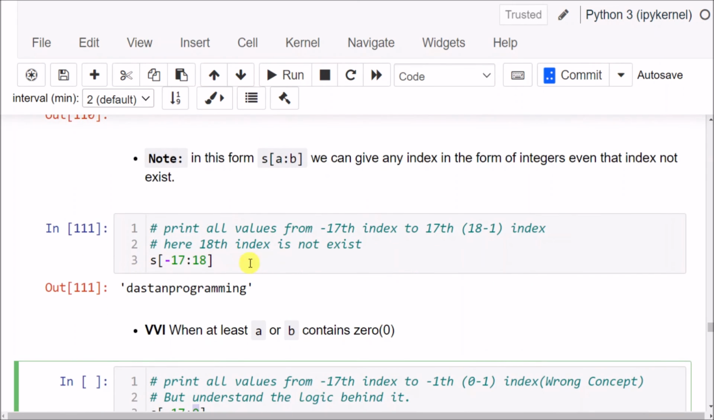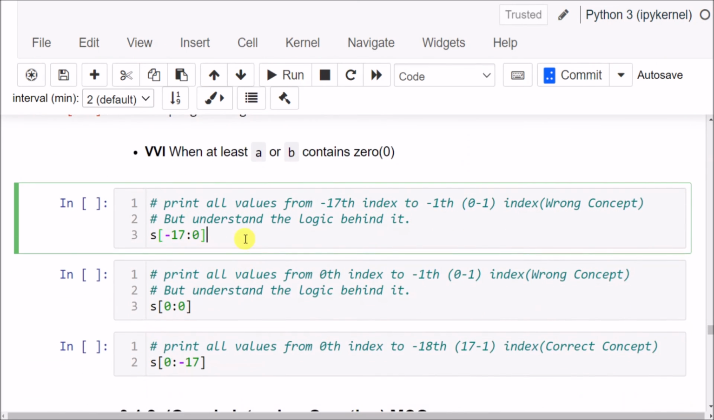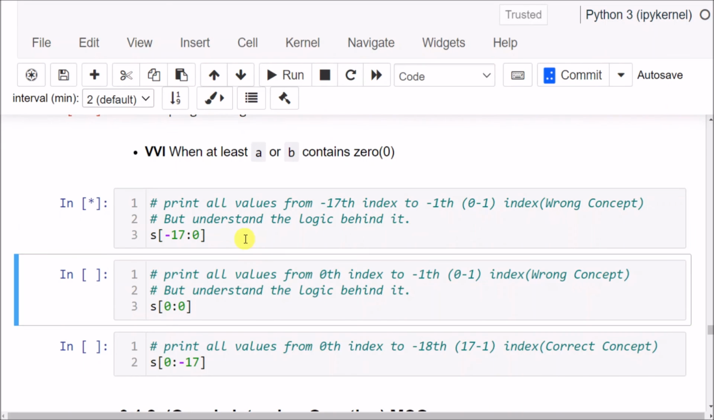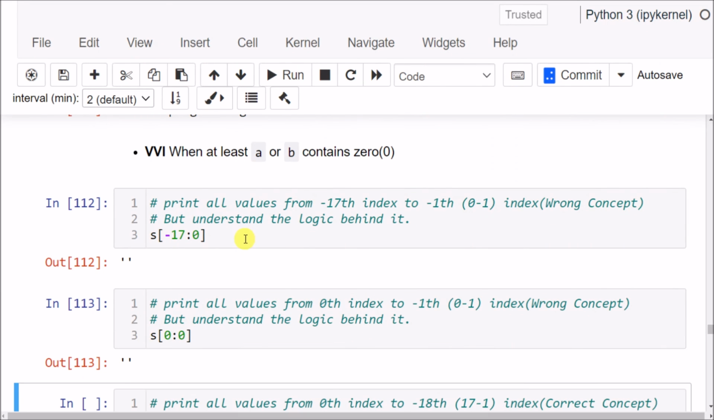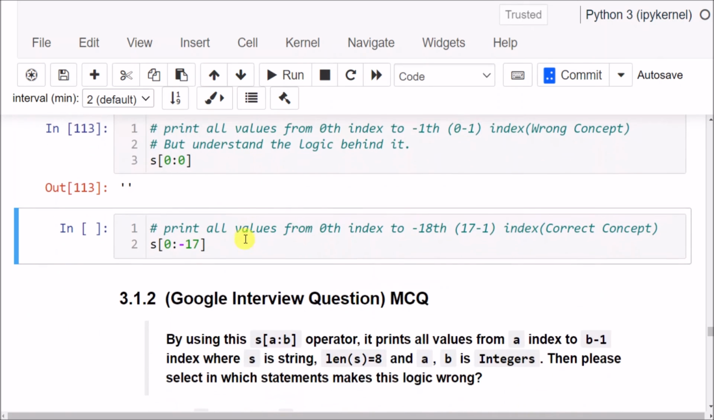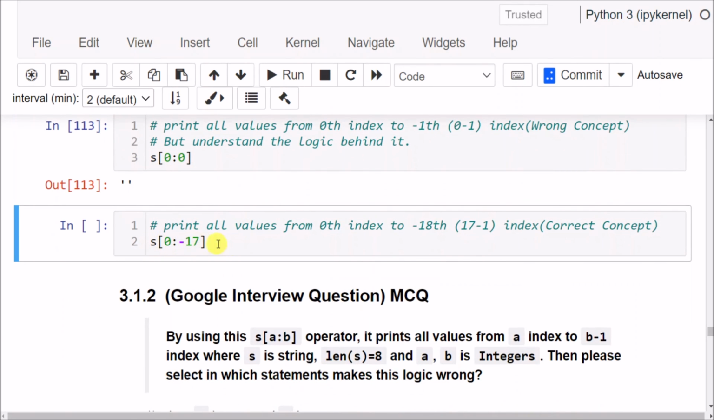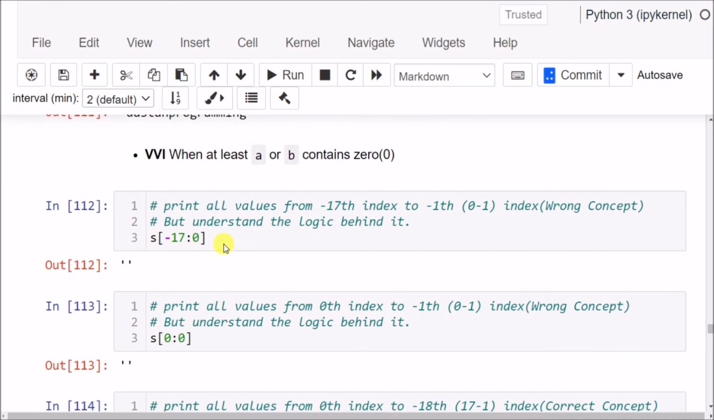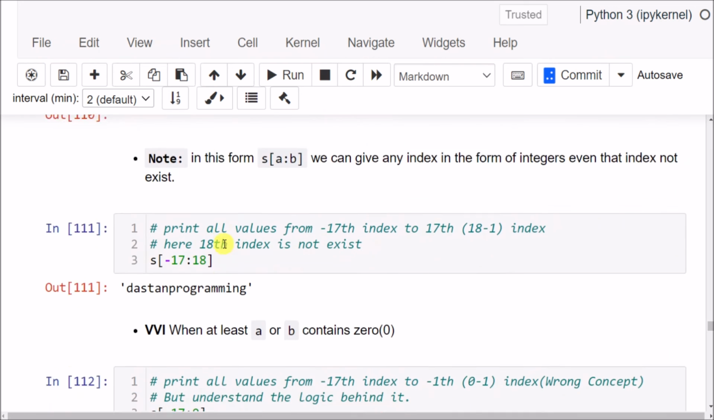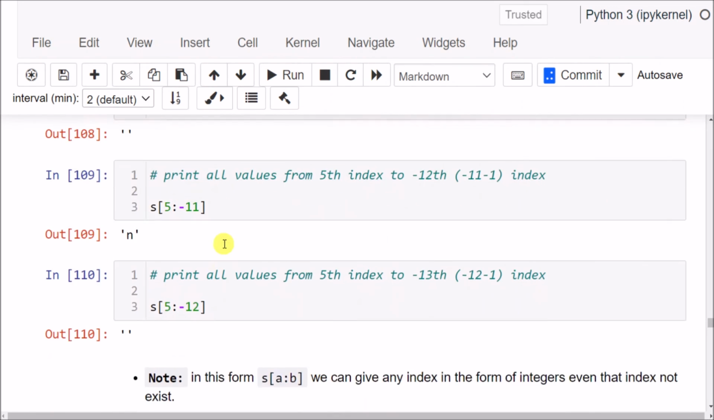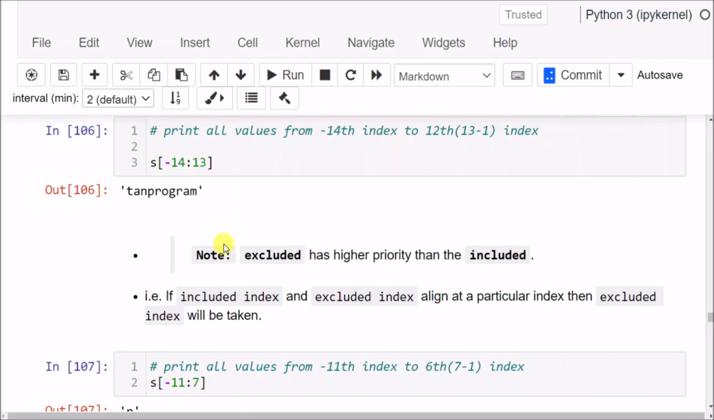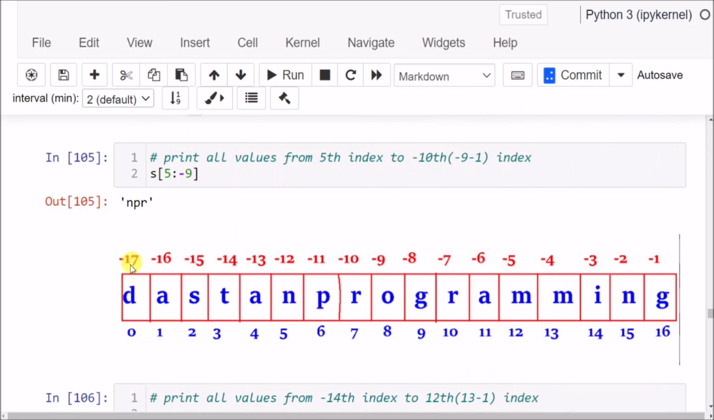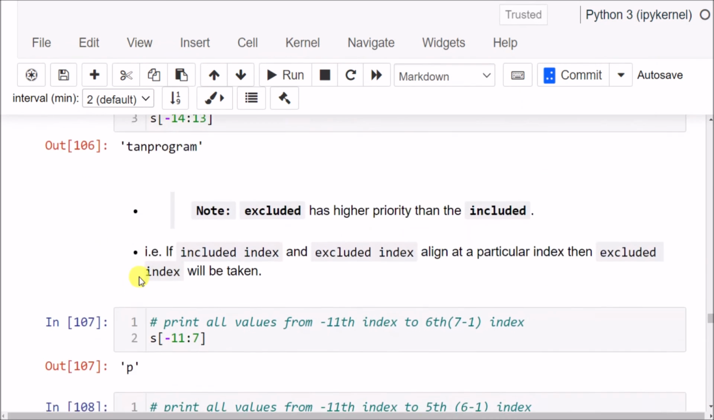Okay, here, and here 0 to 0 also denotes the same index. And 0 to minus 17, that is the same index. So here 0 to minus 17 denotes the same index, that's why it is the empty string.